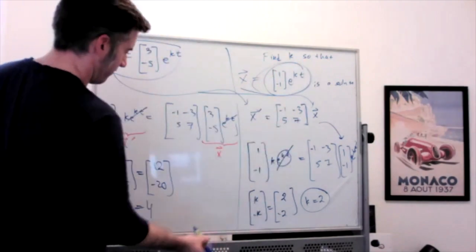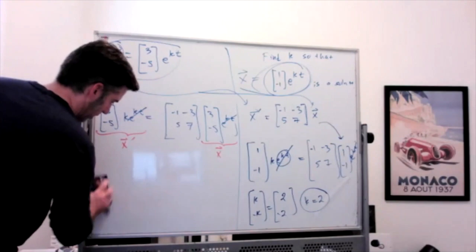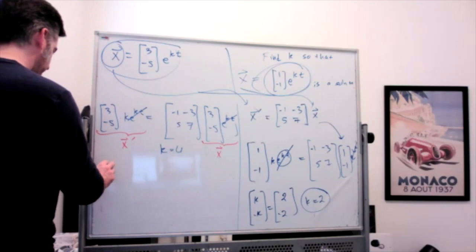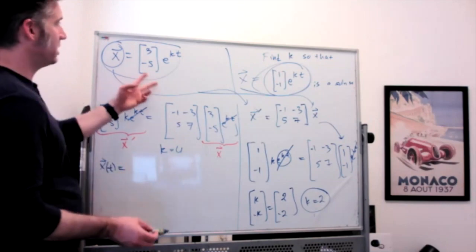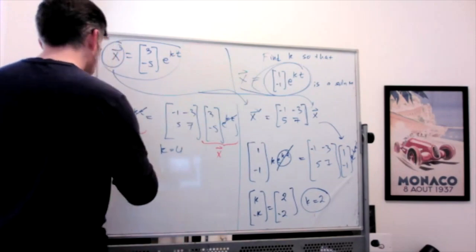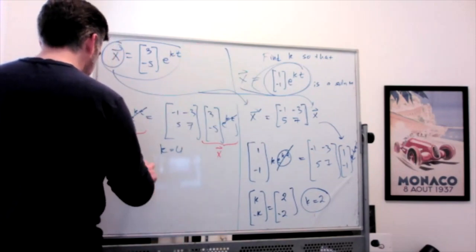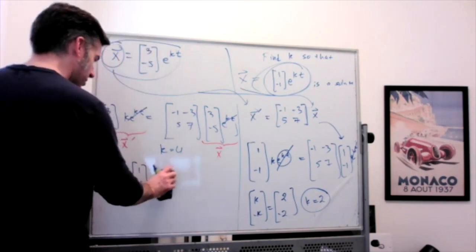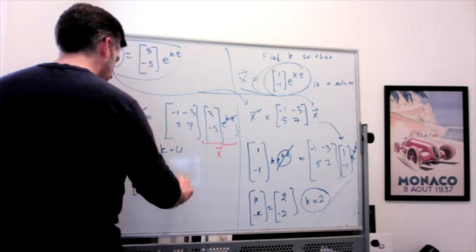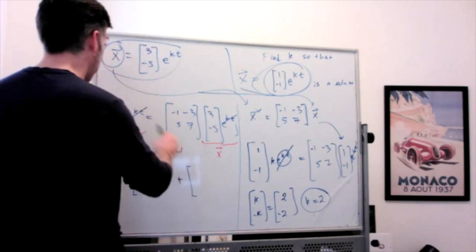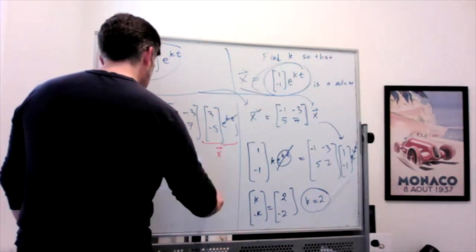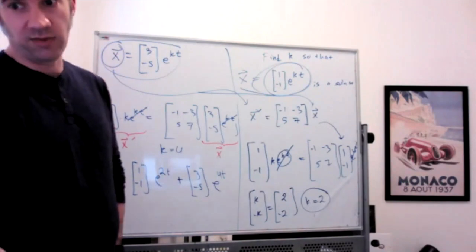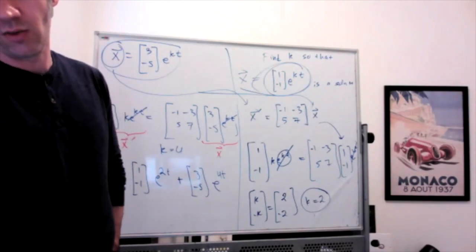So our somewhat final solution, sorry, I'm going to erase that, k equal to 4. Our solution is that x of t equals this piece plus that piece. So it's going to be 1, negative 1 e to the kt, where k was 2, plus 3, negative 5 e to the 4t. Now we're missing one thing. Well, two things really.